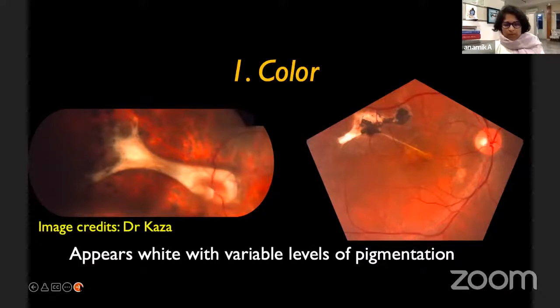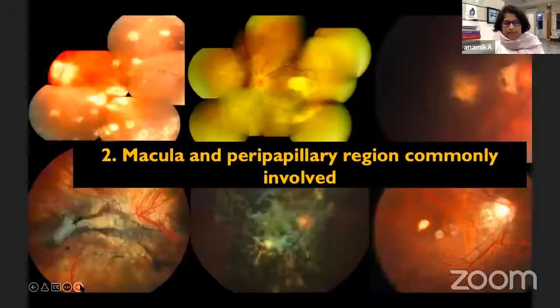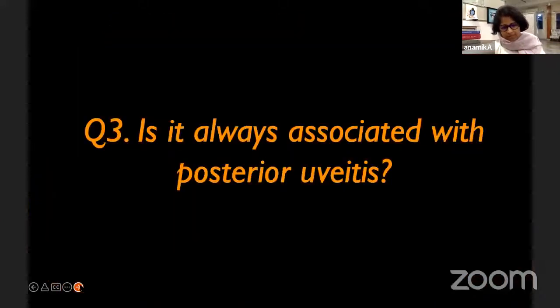So I spoke about color, which is white. The second point is about the location. The macula and the peripapillary region are most commonly involved. Nevertheless, the mid-peripheral region of the retina can also be affected.